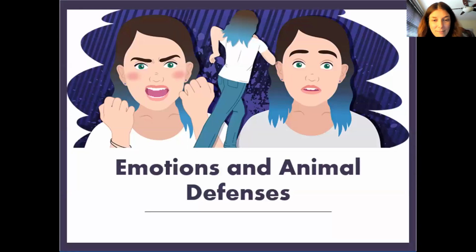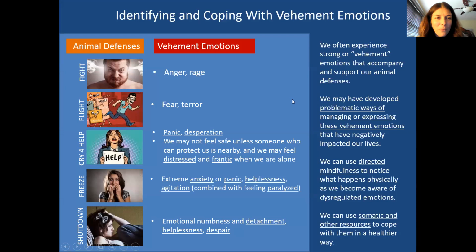Okay, next, emotions and animal defenses. All right, so animal defenses like we just talked about, and it's illustrated in this picture. So we have fight, flight, and freeze, and shut down and cry for help. Okay, so the idea here is that, as you probably can guess, all the animal defenses have certain emotions associated with them, okay? So when you're in the fight response, there's a vehement emotion or a very strong emotion associated with it, such as anger or rage, okay?